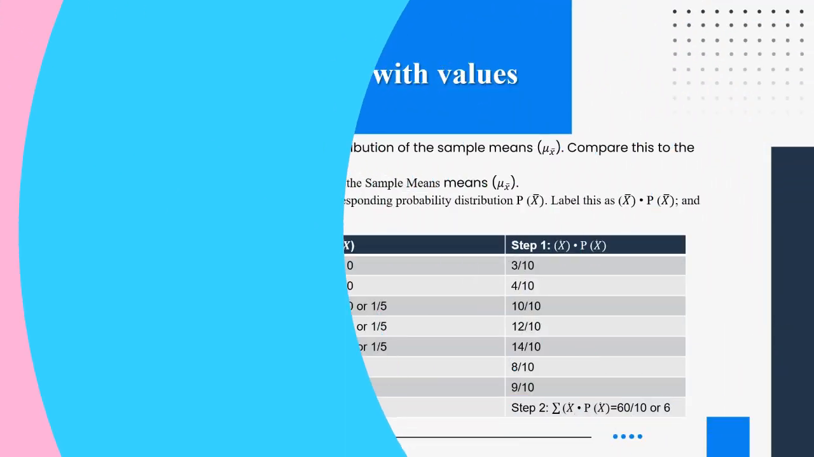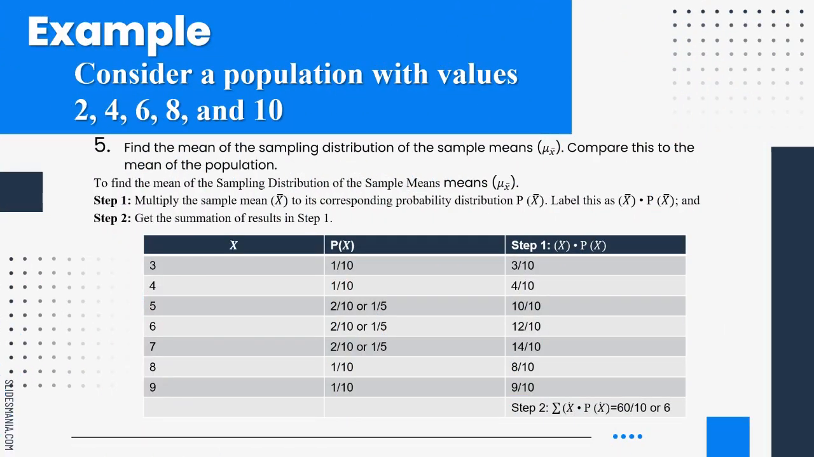Okay? For the fifth question of the same problem, find the mean of the sampling distribution of the sample means, that is mu sub x bar. Compare this to the mean of the population. To find the mean of the sampling distribution of the sample means, or mu sub x bar, we have steps to follow.